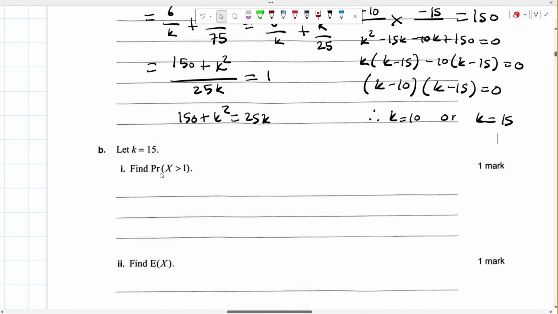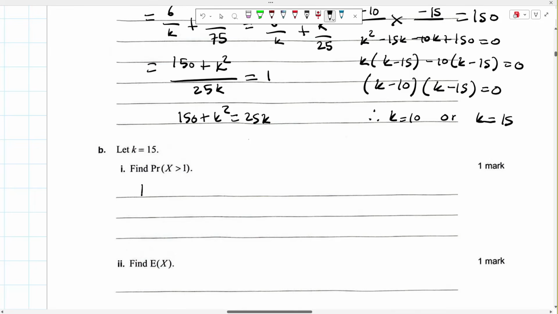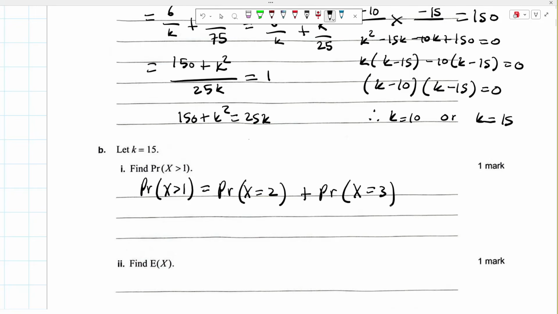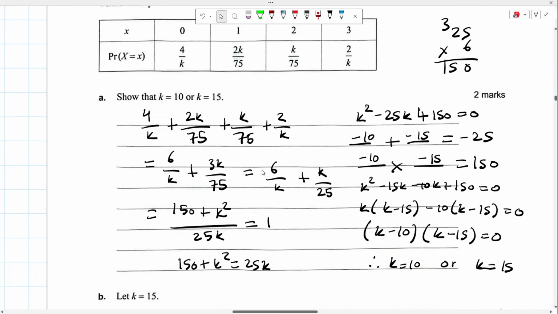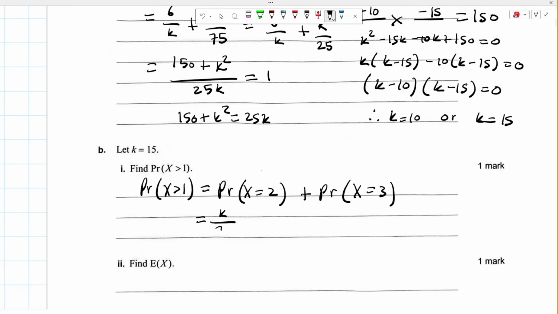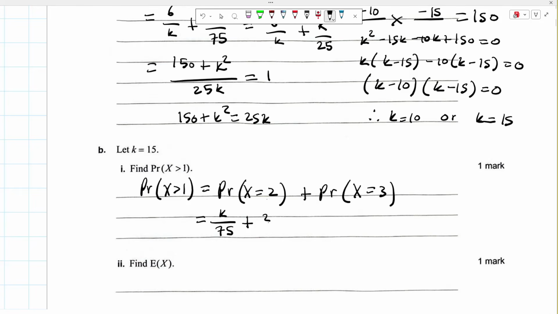Let k equal 15. What's the probability that x is greater than 1? So x being greater than 1, that means we can either have x is equal to 2 or x is equal to 3. So the probability that x is greater than 1 is the same as the probability of x being equal to 2 plus the probability of x being equal to 3. Right? Now, what's the probability that x is equal to 2? That's k over 75. And the probability x is equal to 3 is 2 over k.